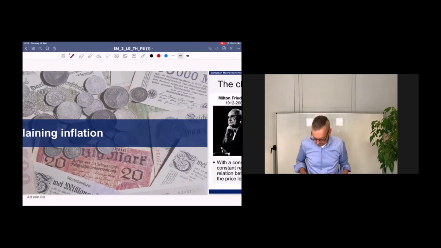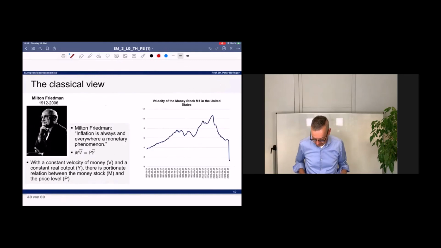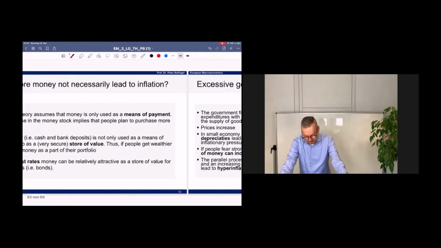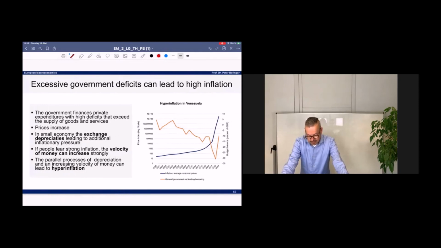And I can give you an example, I will go a little ahead. I just wanted to have it later on. So Venezuela is a case of a situation where the government deficit leads to high inflation. And how does it work?